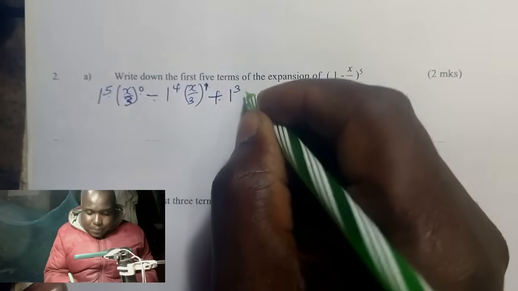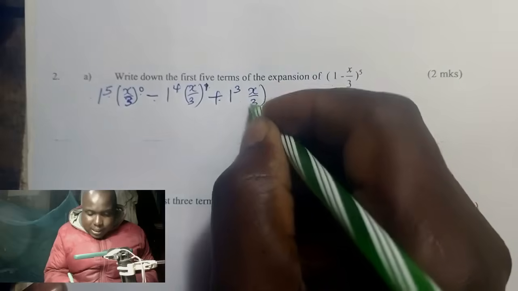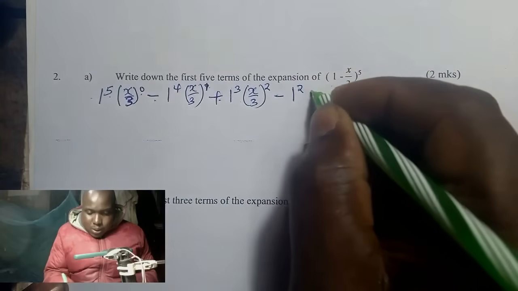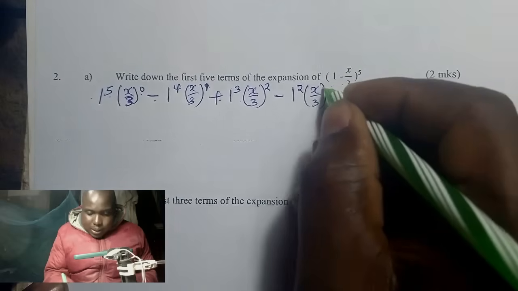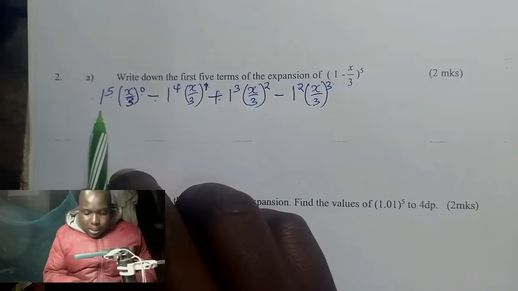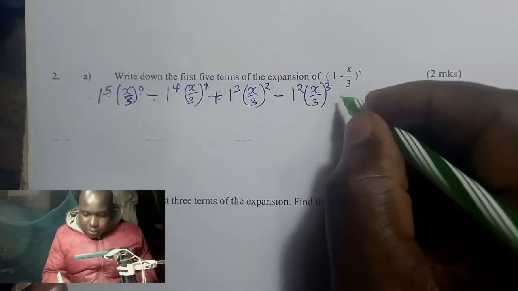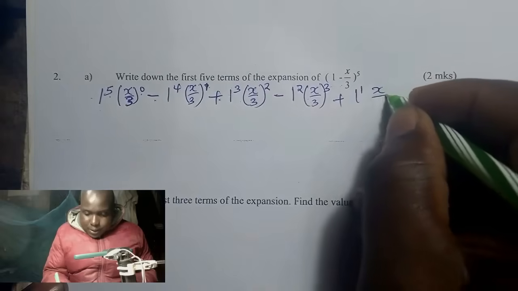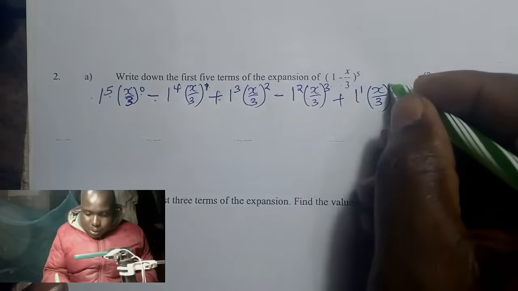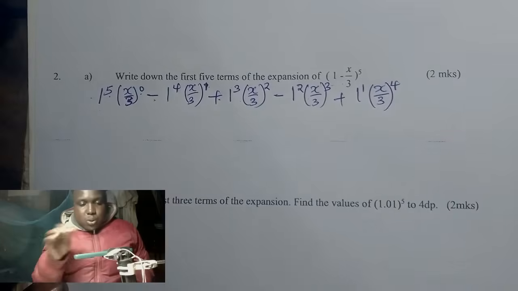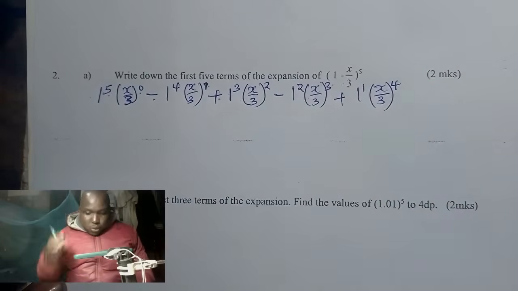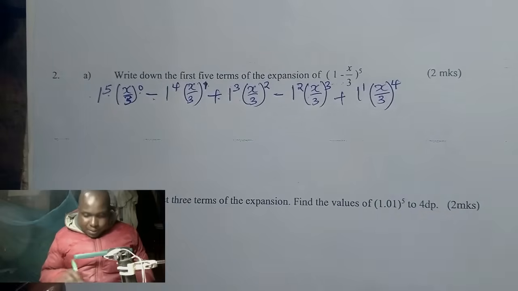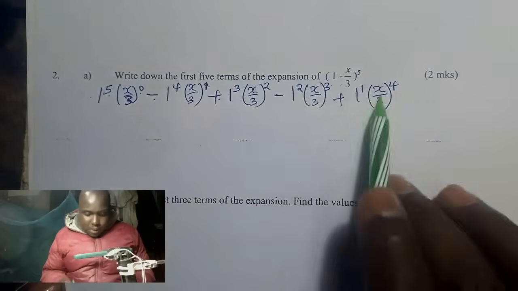1 raised to power 3, x over 3 raised to power 2, minus 1 raised to power 2, x over 3 raised to power 3, x 3 raised to power 4. These are the first 5 terms. We need to follow instructions as we were asked to. Write down the first 5 terms, 1, 2, 3, 4, 5.